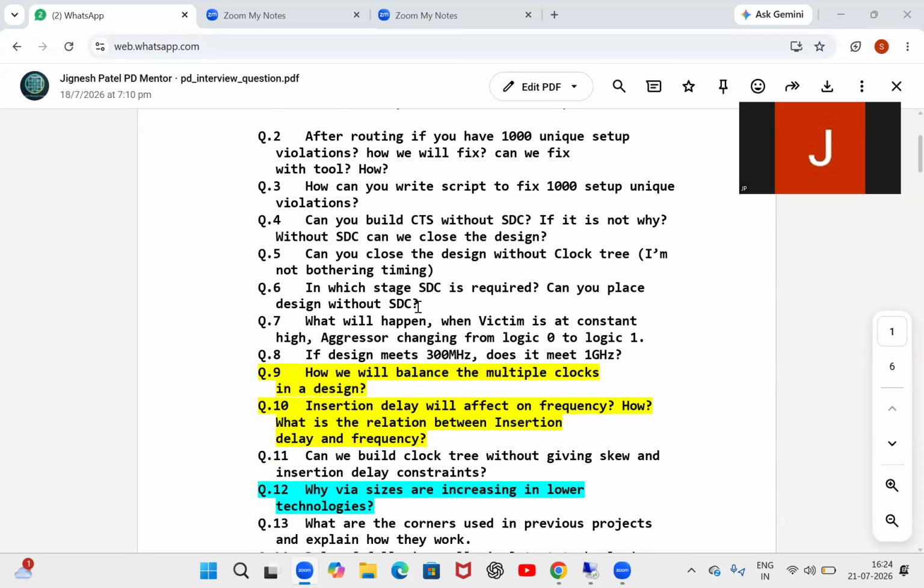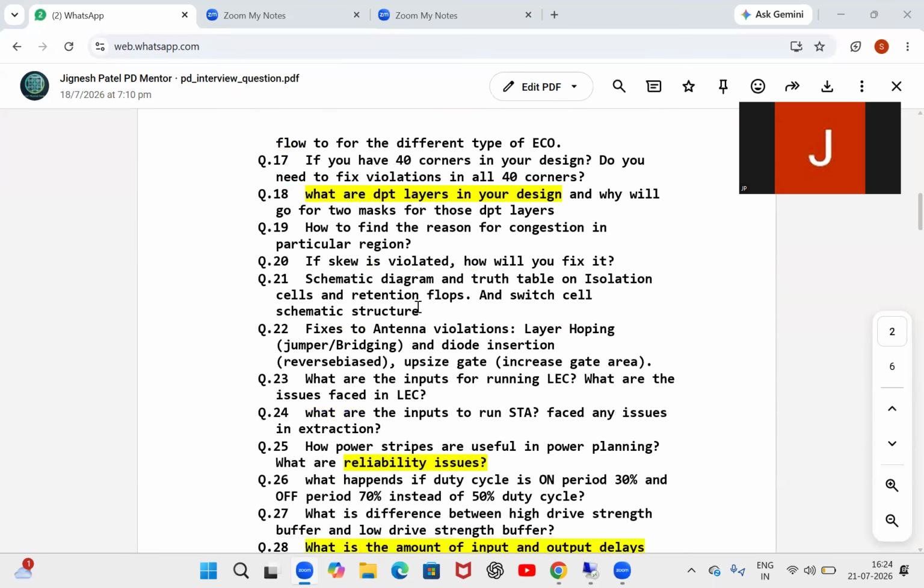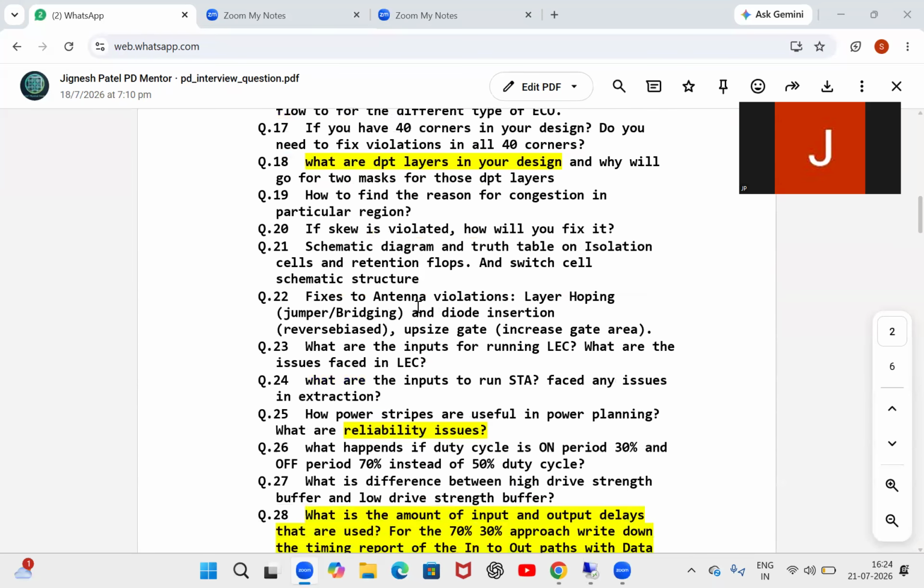Scroll down. Okay. Scroll down. Let's see. Yes, 19 number.